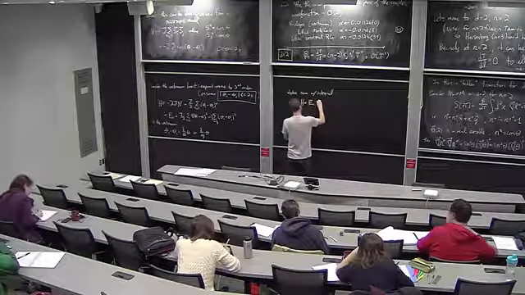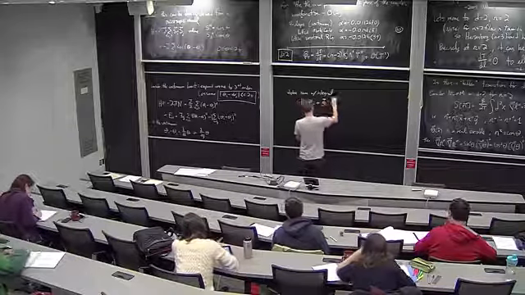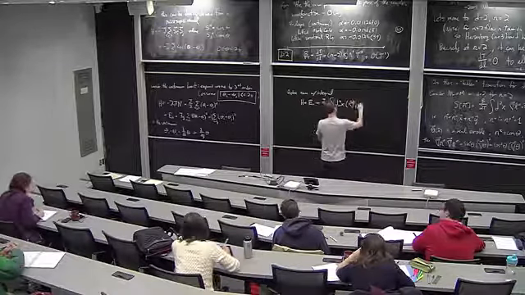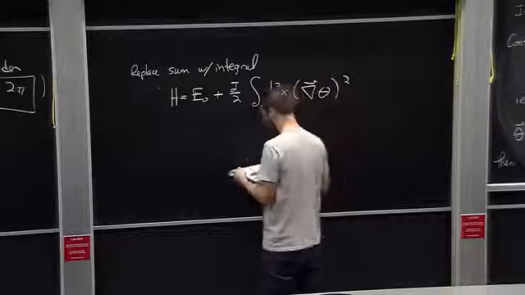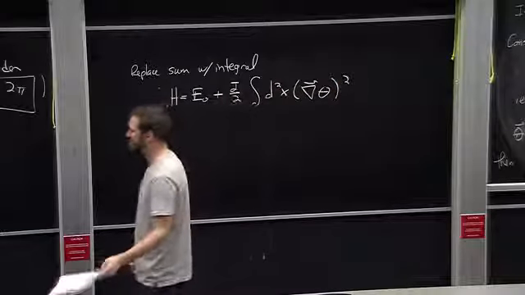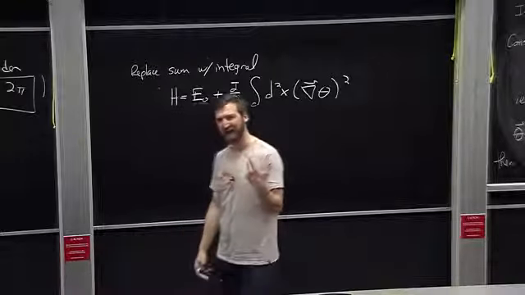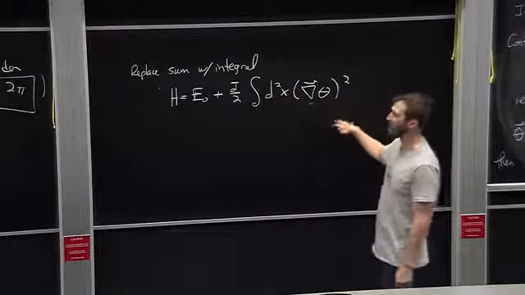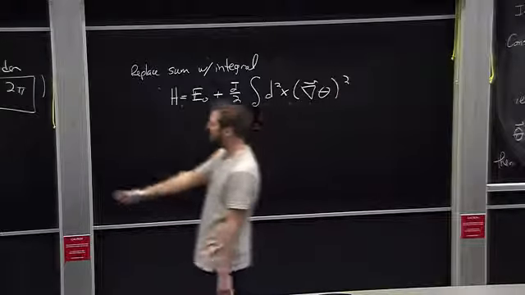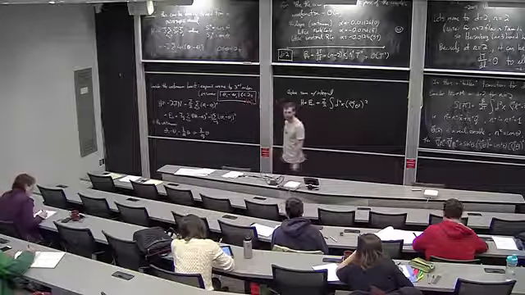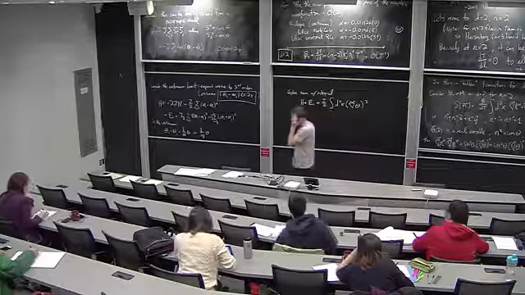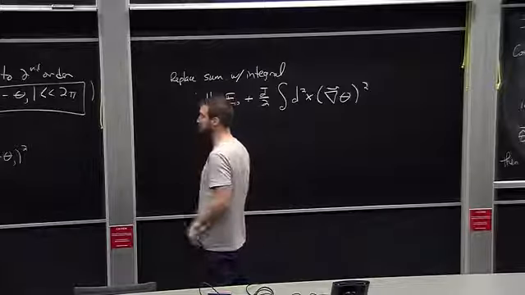Ground state energy, J over 2, d squared x. Okay, so we see, again, the assumption that goes into getting the nonlinear sigma model is somehow this thing here. And that's the assumption that's missing the physics.